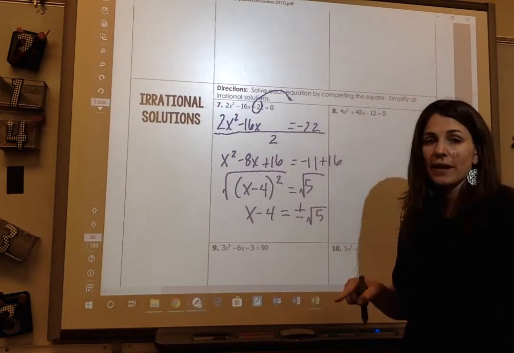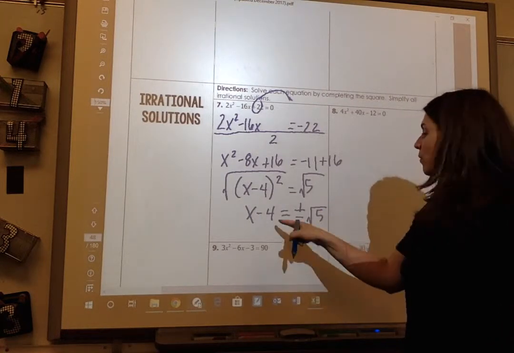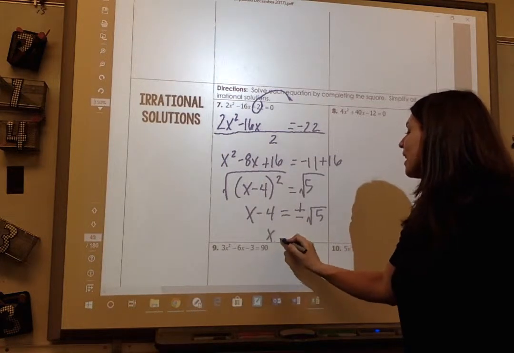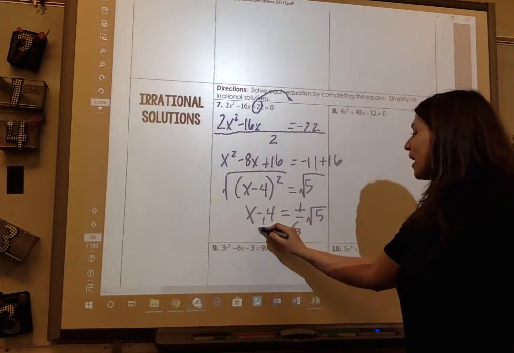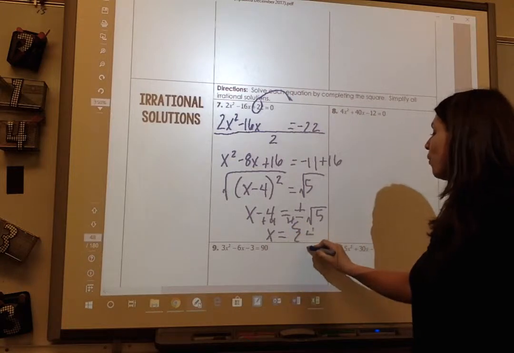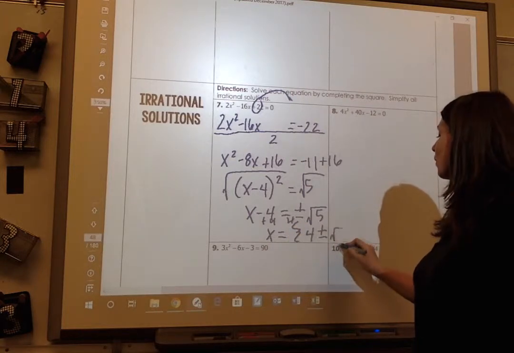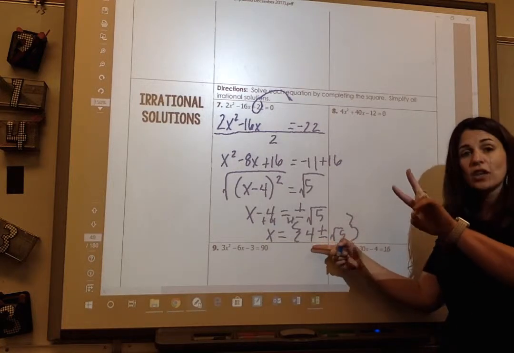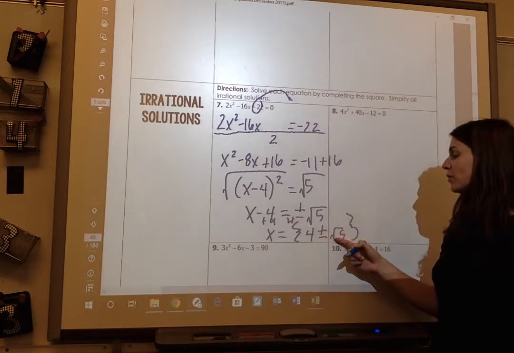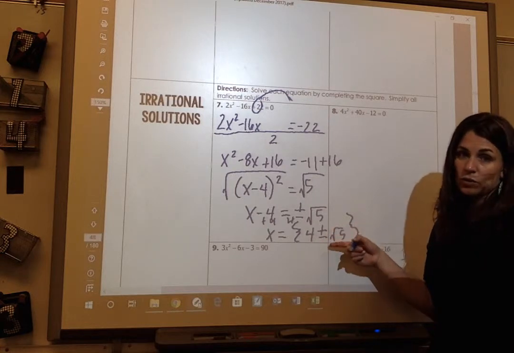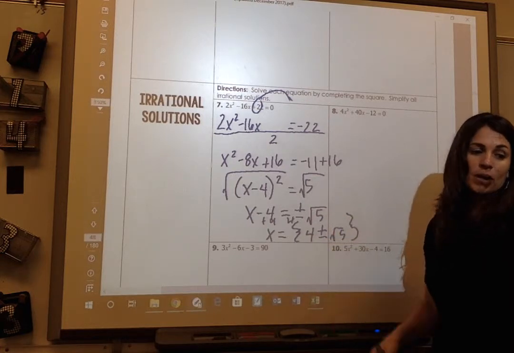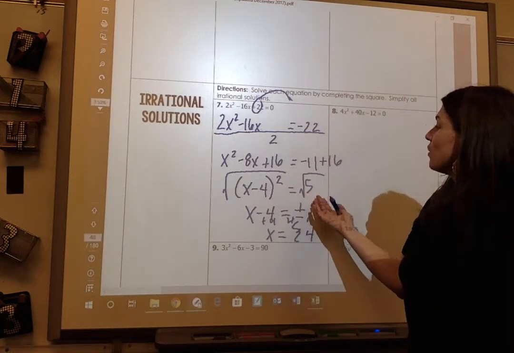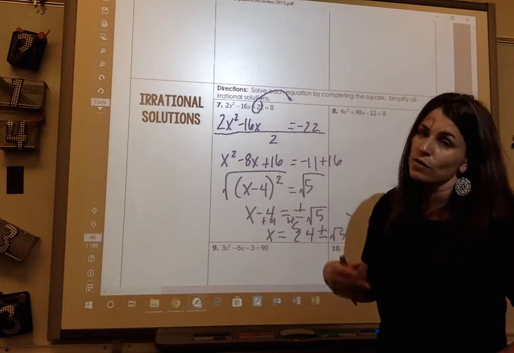Now what's cool about this is that it's easier this way, because all I'm going to say is x equals, I'm going to add 4 to both sides, so I get 4 plus or minus the square root of 5. So it saves me a little bit of time, because this tells the reader you still have 2 solutions. You have 4 plus square root of 5 or 4 minus square root of 5. Either way, it's the same. So the whole goal here is that you just have to simplify your radical if it's irrational.